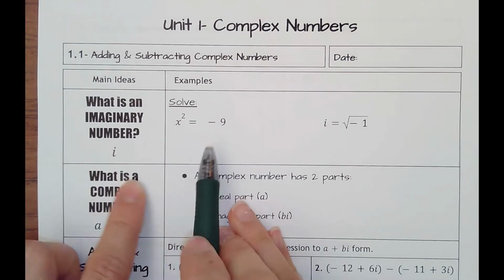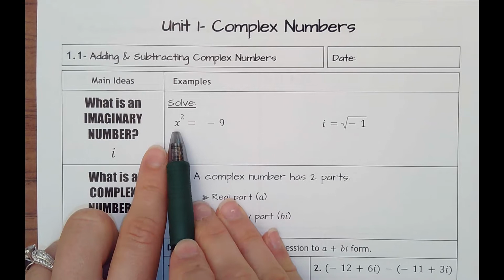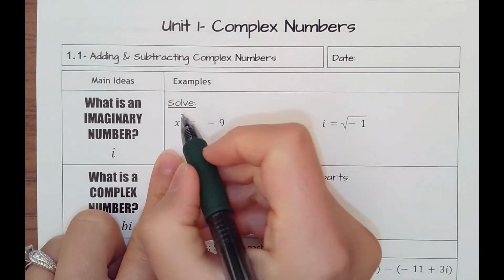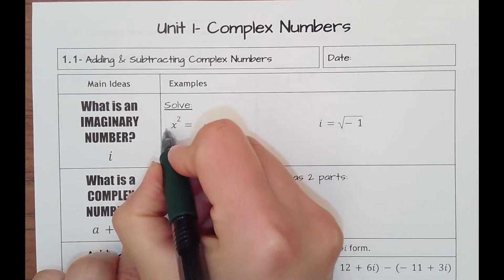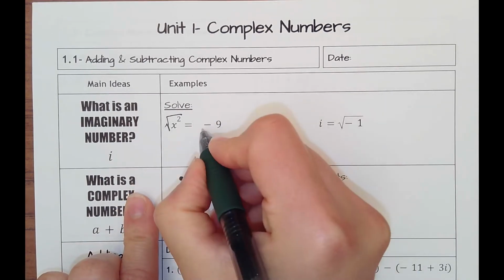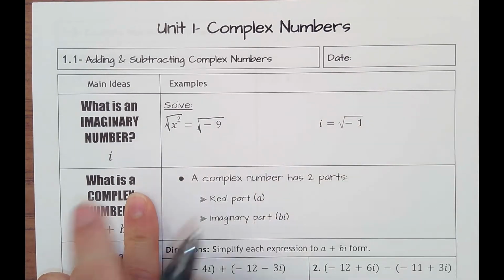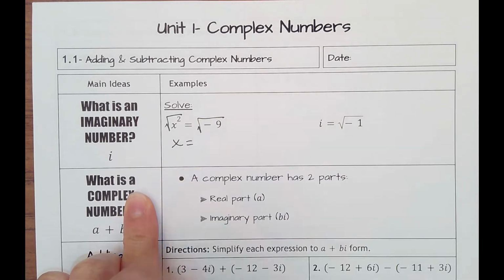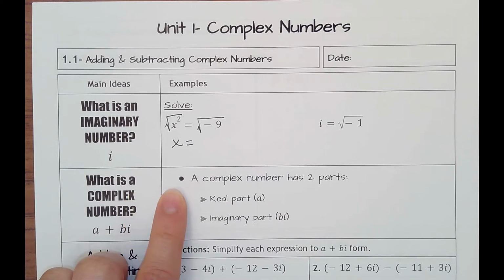So let's talk about if we had something squared has to equal -9. You should notice that if I'm trying to get x by itself, I would want to cancel out the squared by square rooting both sides. And so that will become x. But here's where the problem occurs. I can't square root a negative number.